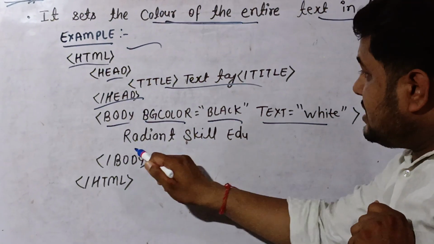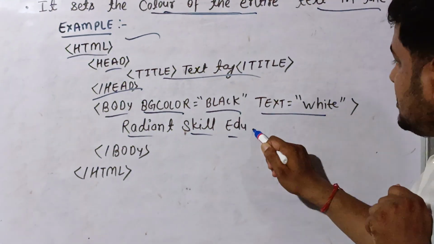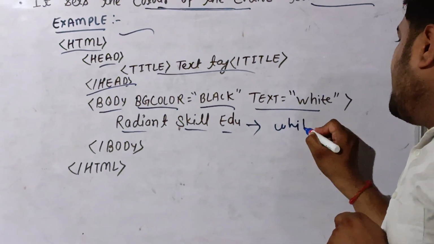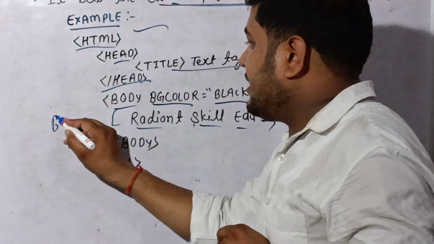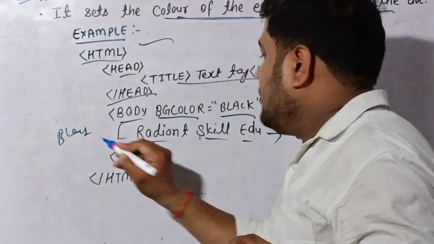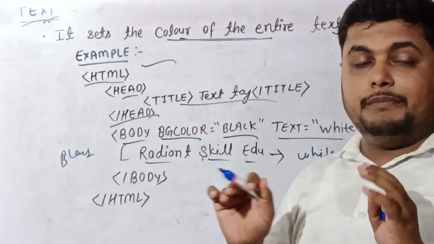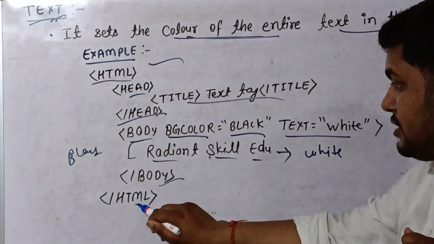And our message is Radiant Skill Educations. The text is present in the web page in white color, and its background shows in black color. We take black and white because the black and white color combination is the best combination. And here we close the body tag and close the HTML.